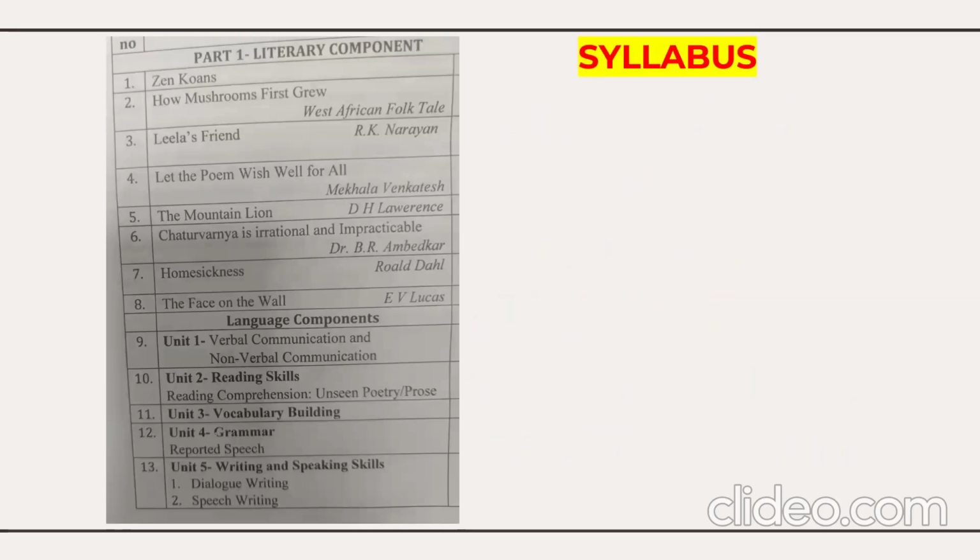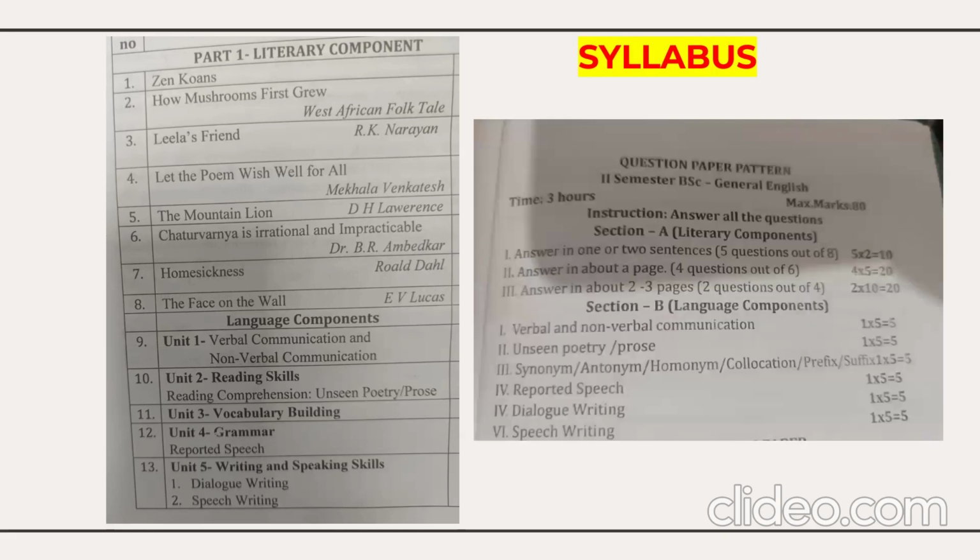So you have here 8 lessons which have the weightage for 50 marks: Zen Koans, How Mushrooms First Grew, Leela's Friend, Let the Poem Wish Well for All, The Mountain Lion, Chaturvarnya, Homesickness, The Face on the Wall. So 8 lessons, 50 marks weightage. Under grammar, you have verbal communication, non-verbal communication, reading comprehension, where you need to answer the unseen poetry and the unseen prose questions. Under grammar, you have reported speech, that's called direct and indirect speech, dialogue writing, and speech writing.